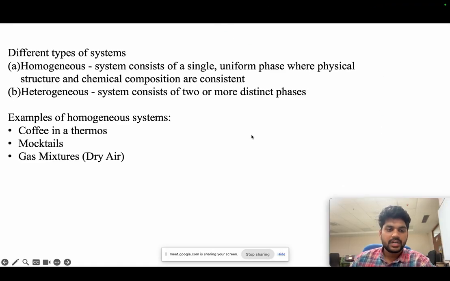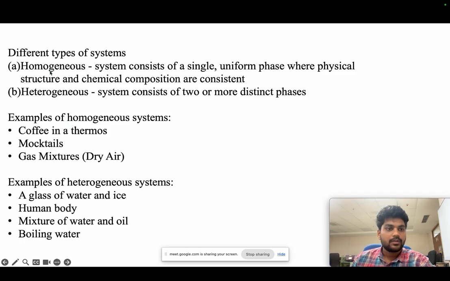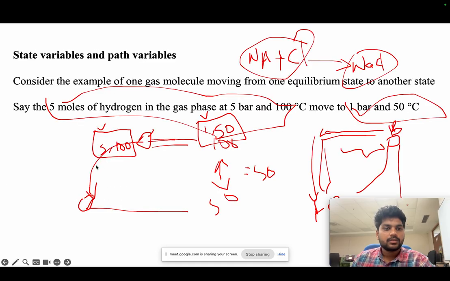So we have different types of homogeneous and heterogeneous systems. The coffee in a thermos is one example of a homogeneous system, and for a heterogeneous system, a glass of water and ice. Then we have the state variables and path variables.